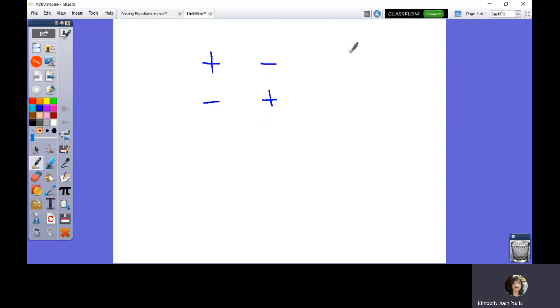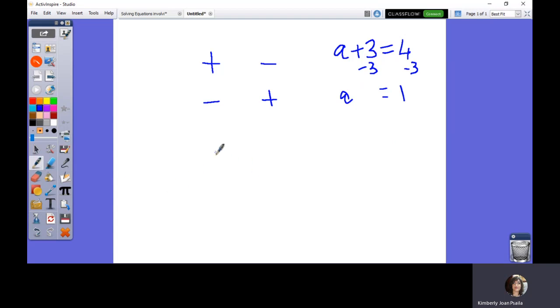Let me give you an example. For example, you have a plus 3 is equal to 4. In order to cancel out this 3, I have to do subtraction. I have to do minus 3. But to keep your equation balanced, you have to do the same thing on the right hand side. And then you work out your equation. So we are left with a, which is equal to 1. That is a simple example.